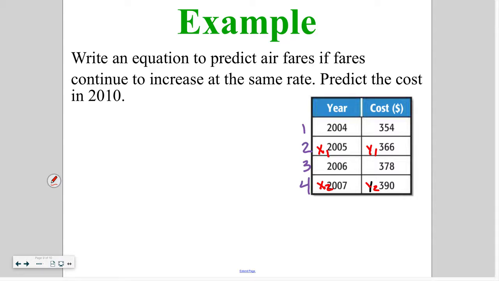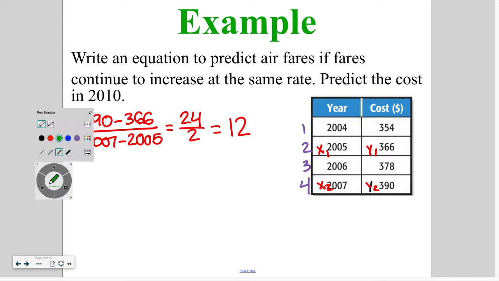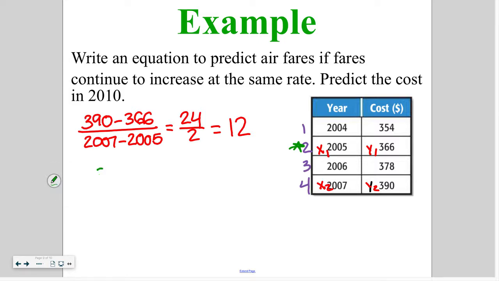y2. So I'm going to start with my y2 value of 390, and I'm going to take away 366, and then I'm going to do x2 minus x1. When I subtract those, I end up with 24 over 2, which gives me a slope of 12. I'm going to go ahead and pick point 2 to plug in, so I'm going to use this one right here. When I plug it back in, again, you could use any of the points, 1, 2, 3, or 4 to plug in.